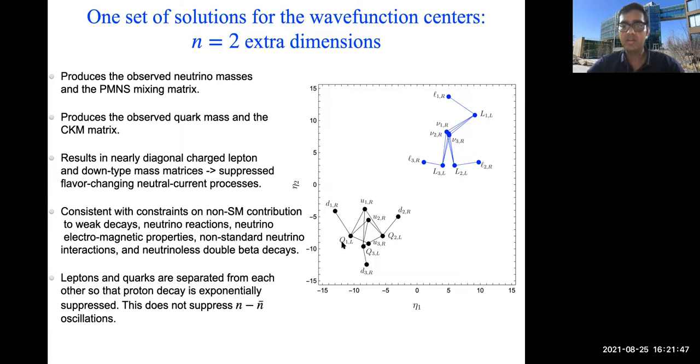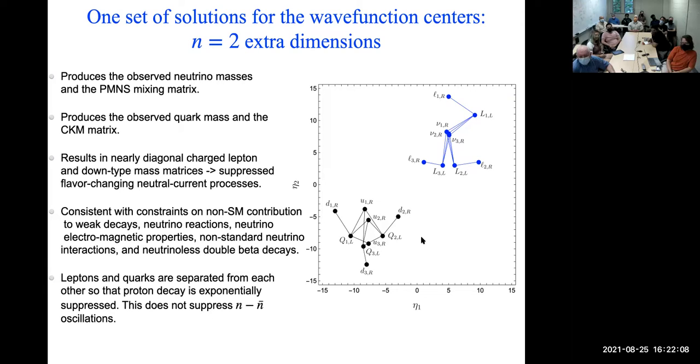And leptons and quarks are separated from each other, so proton decay is suppressed. But n-nbar oscillation only contains quark fields. That is not suppressed. I do not have much time to go into all the details of these points, but this is the overview of the solution of this case.